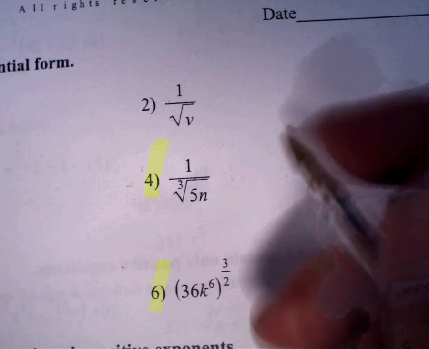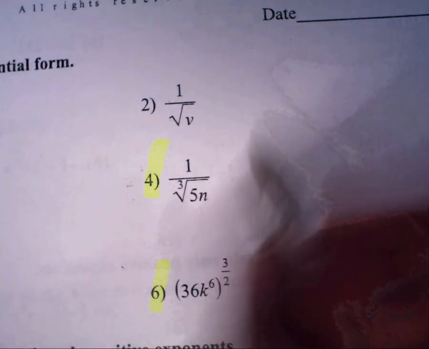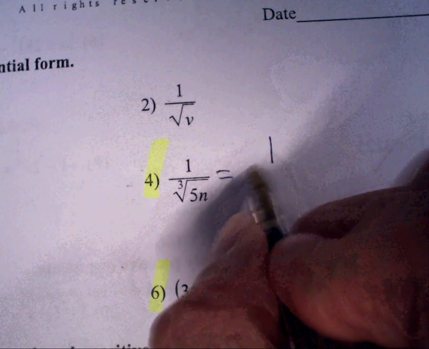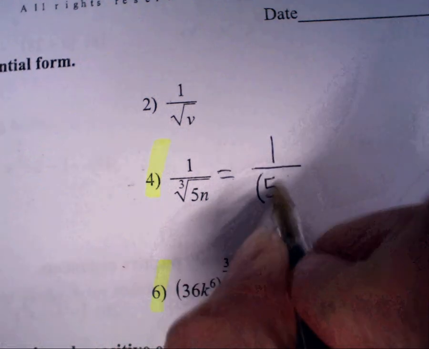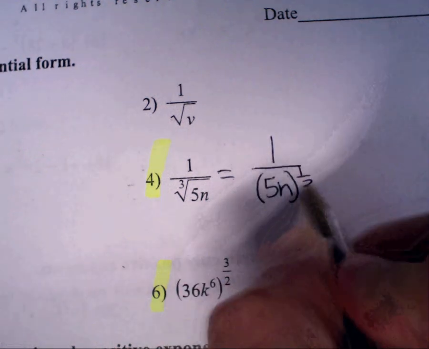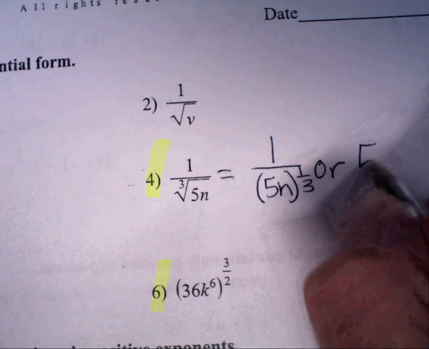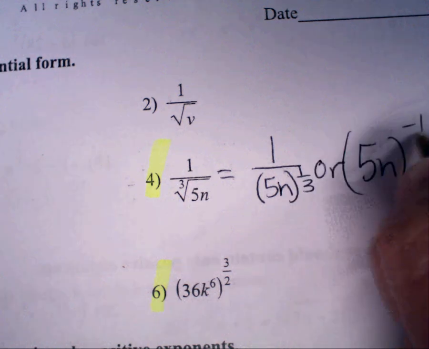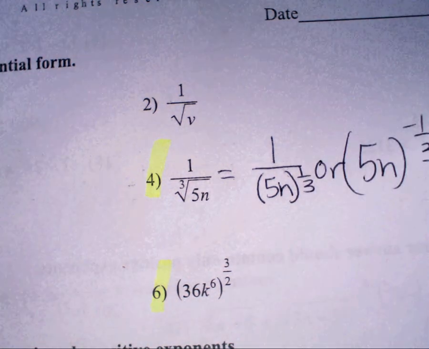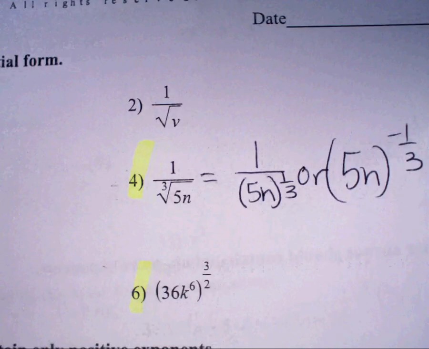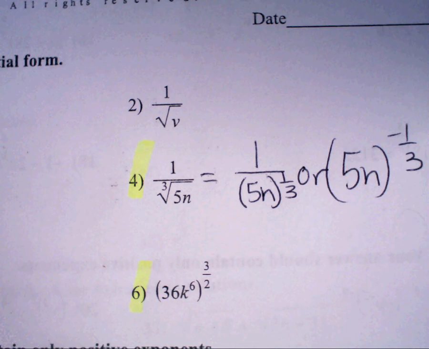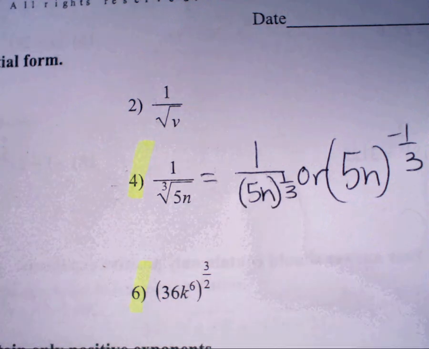So if we go to number 4, I don't mind if you rewrite it or you move it because it's a negative. That doesn't matter to me. What I'm concerned about is that you understand that 5n is all being raised to the 1/3. So you could also write it 5n to the negative 1/3. Would mean the same thing, but there's no simplifying. This is just a rewriting. Do you understand where the index goes? Do you understand that it needs to be all in parentheses? So that's just the rewriting to exponential.